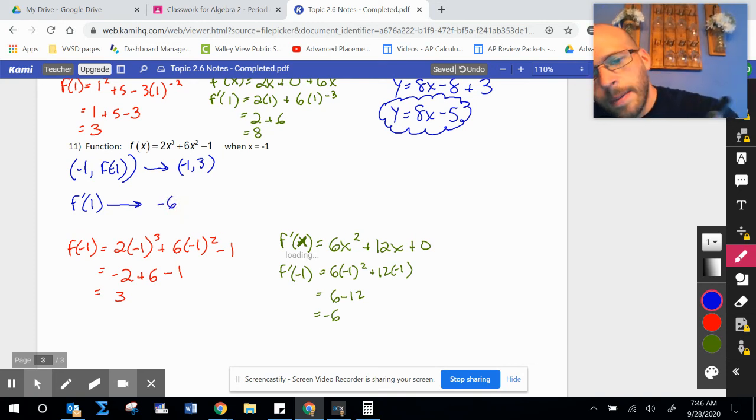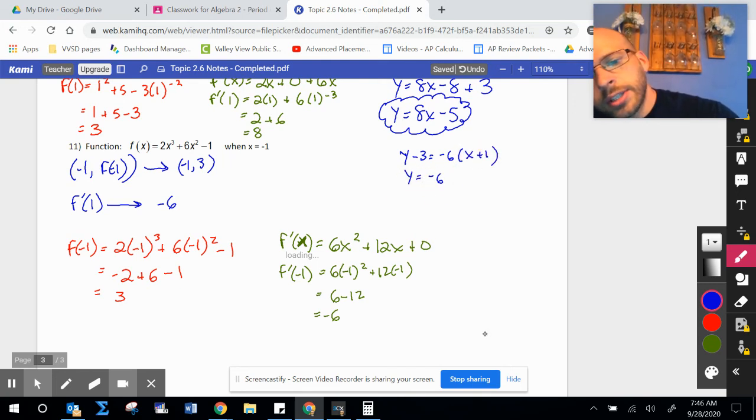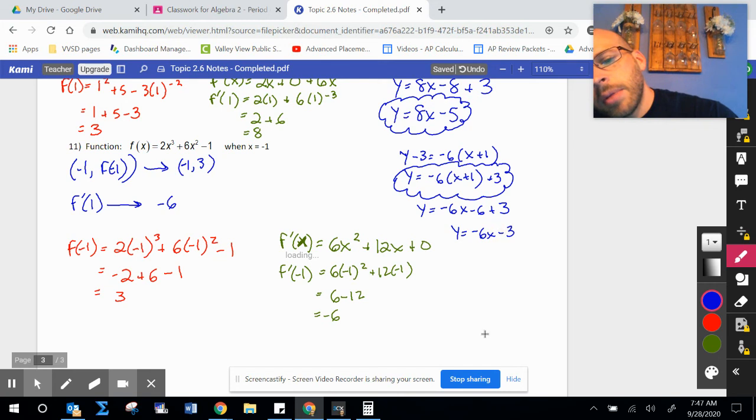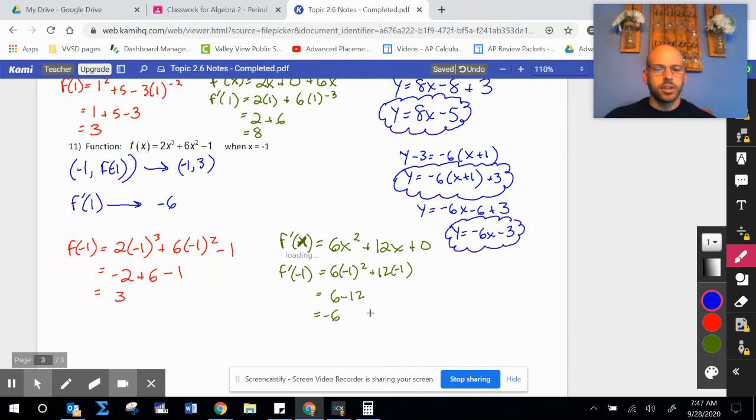So I'm going to say for my tangent line, y minus 3 equals a negative 6 times x plus 1, or y equals a negative 6x plus 1 plus 3. So I would take that as your tangent line, or if you want to distribute, I would get y equals a negative 6x minus 3. Okay, and that would be my tangent line.